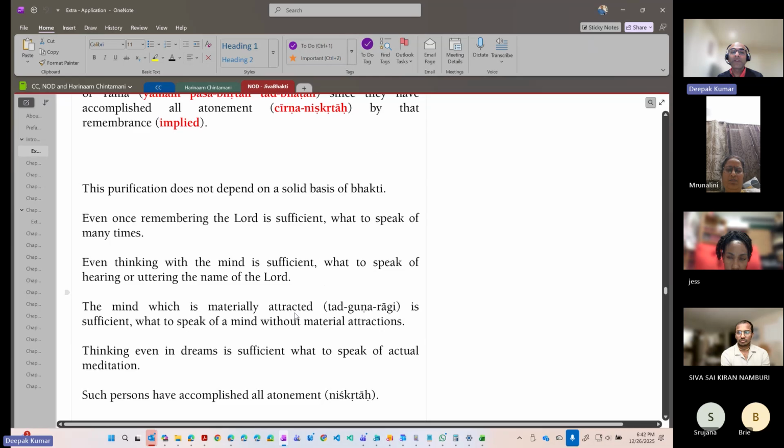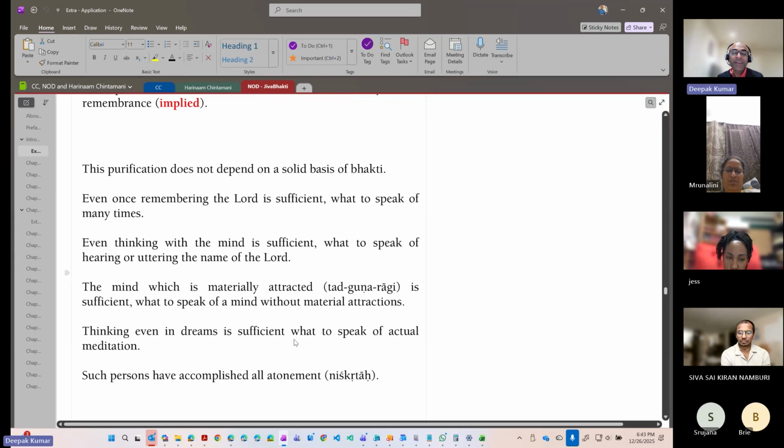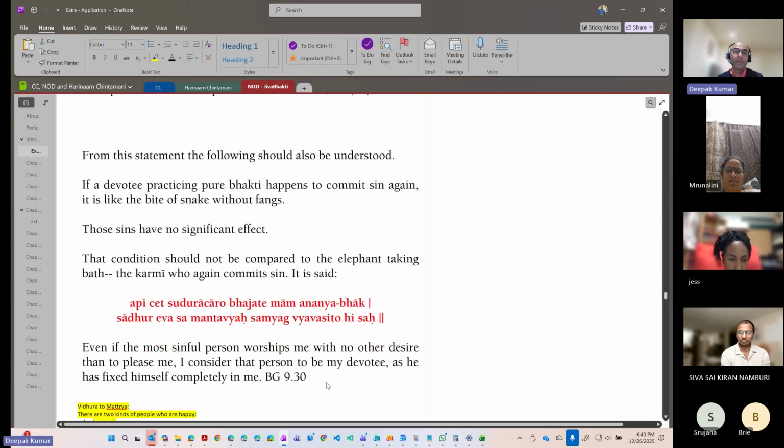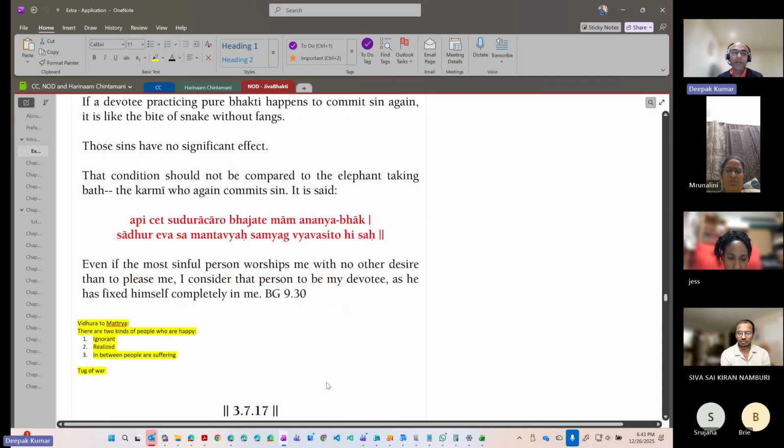The mind which is materially attracted is sufficient, what to speak of a mind without material attractions. Thinking even in dreams is sufficient, what to speak of actual meditation. Such a person has accomplished all atonement. Big, big things.